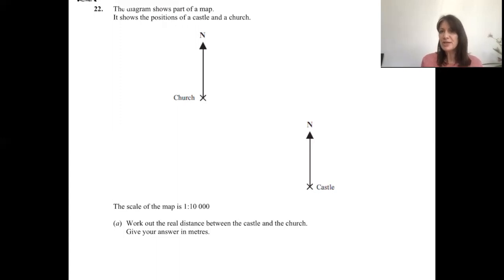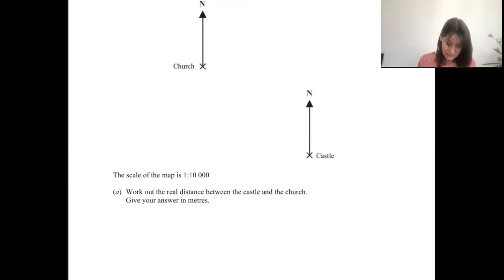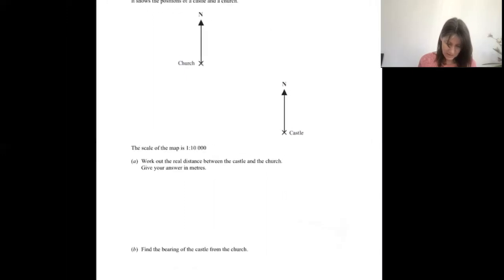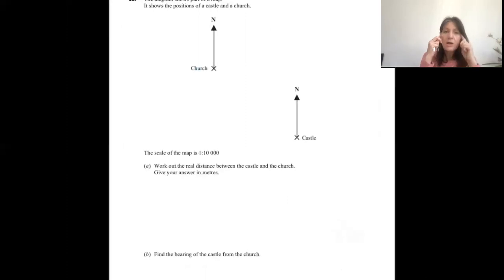So rather than do this, because you're not going to be able to, it's a hands-on question, I want you to just describe how you would do this. What would you do to answer these questions? So you've got a diagram showing part of a map. It shows the positions of a castle and a church. You've been given a scale, you've been asked about A, and there's also a B as well, which I'm going to have to make quite small so that you can see everything. Okay, and I can just get away with that, I think. So describe what it is you would do if the paper was in front of you, and then hit play when you're ready.